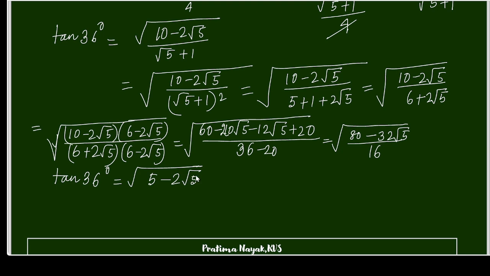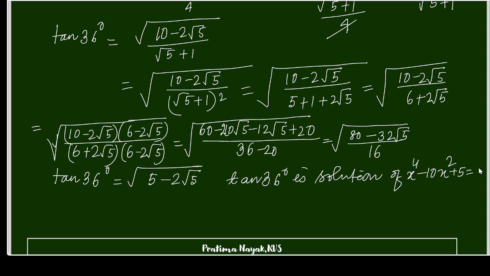Now you can compare that we have got the result. So tan 36 degree is a solution, or one of the roots, of x to the power 4 minus 10x square plus 5 equal to 0.